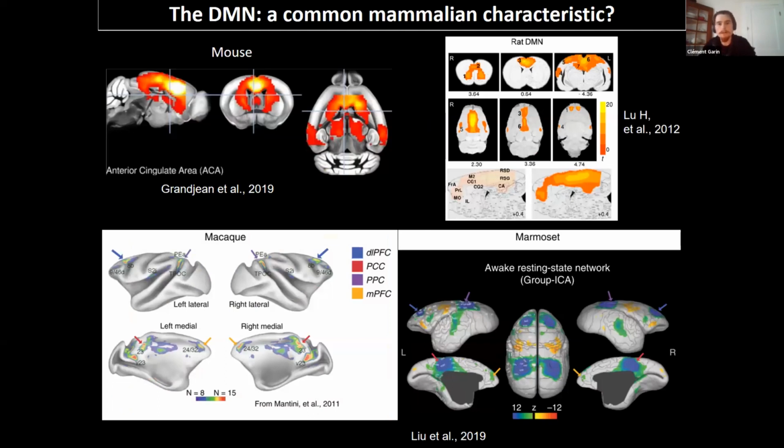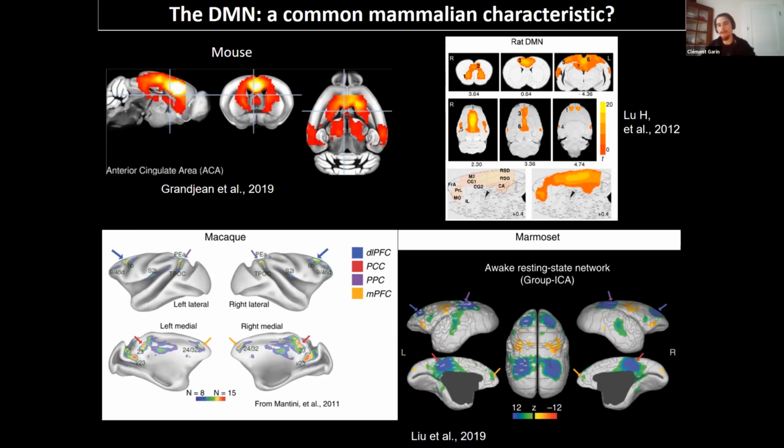In mammals, some default mode network-like networks have been proposed. One of them was detailed by Garin et al. in 2019. What we can see here is that a seed, meaning a small region, has been created in the anterior cingulate area, and then we can analyze the correlation to this region. This is the default mode network that has been proposed in that species. You can see some parietal and temporal regions correlated to this seed, as well as some frontal regions. Exactly the same thing was done a long time ago in rats.